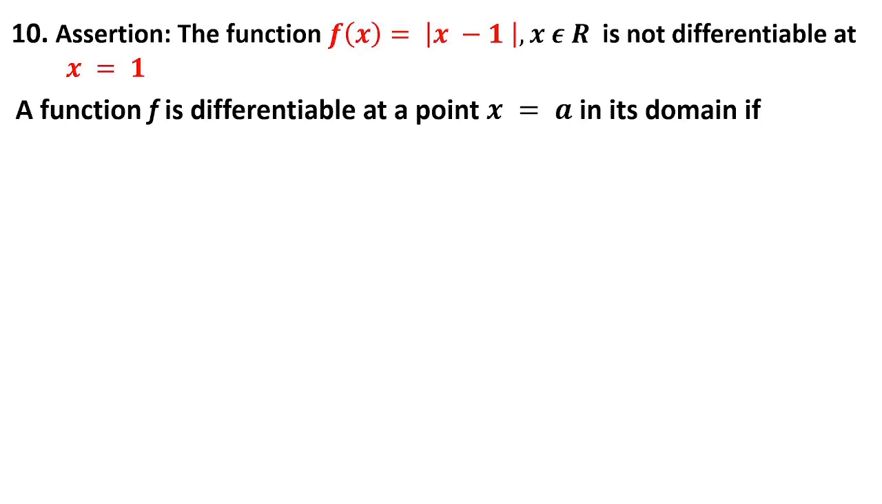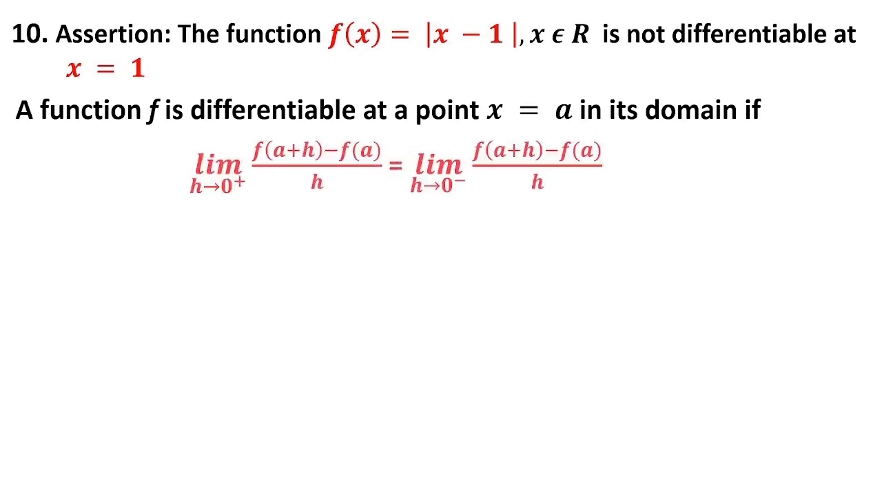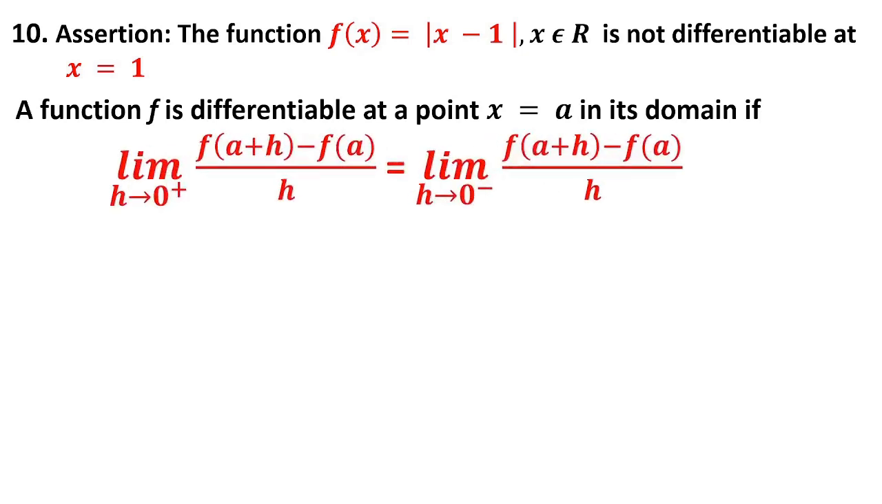The function f of x is not differentiable at x is equal to 1 is the assertion. Suppose if you know the nature of the modulus function, you can directly come to the conclusion for the assertion. But I am showing you the working because it is a definition of differentiability at x is equal to 1.